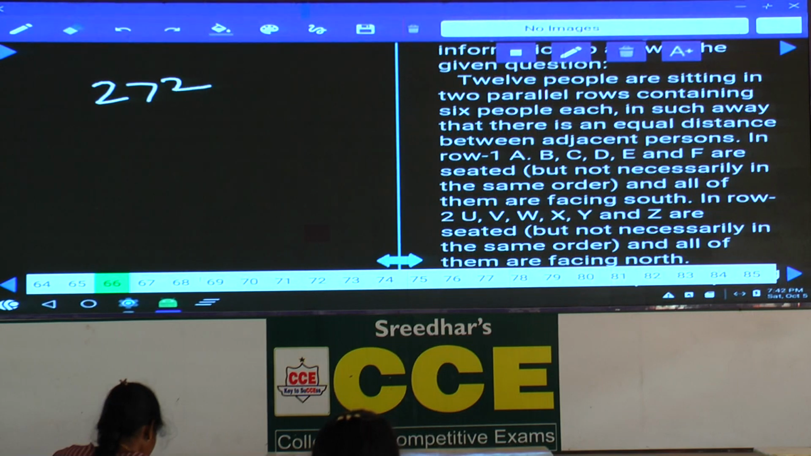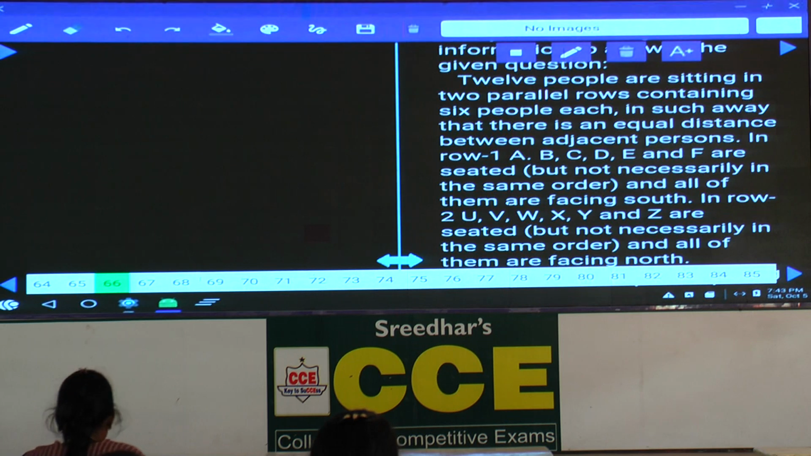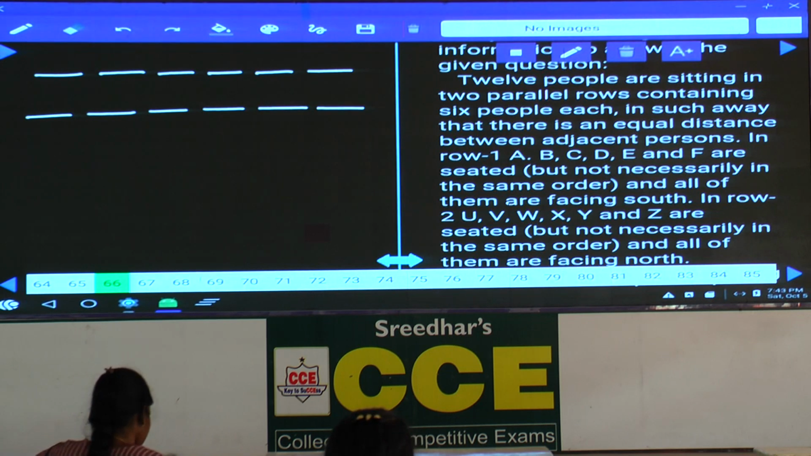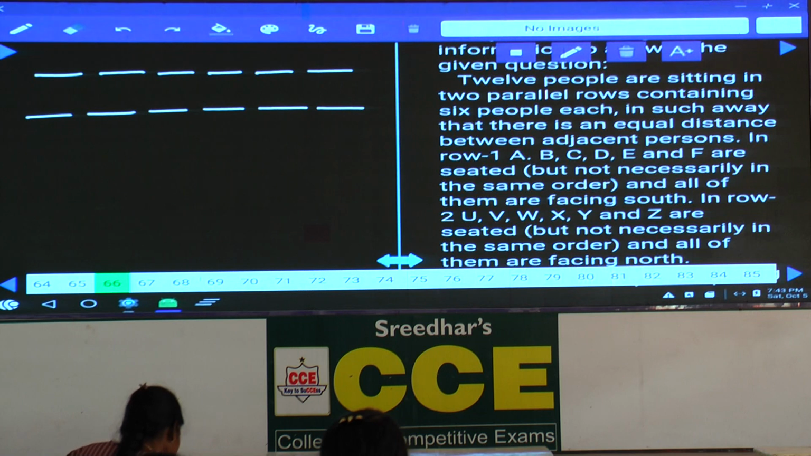Paper number 272. Now in this one, questions 66 to 70. The information regarding 12 people seated in two parallel rows, with 1, 2, 3, 4, 5 and 6 in each, in such a way that there is an equal distance.